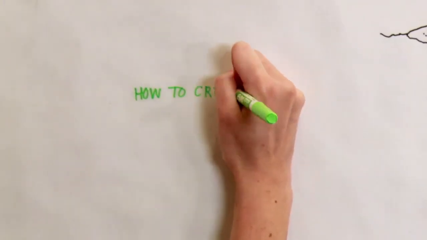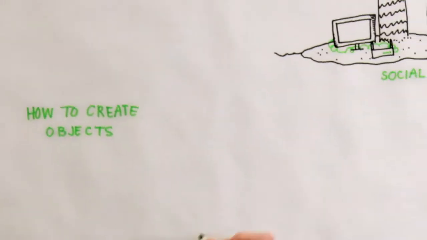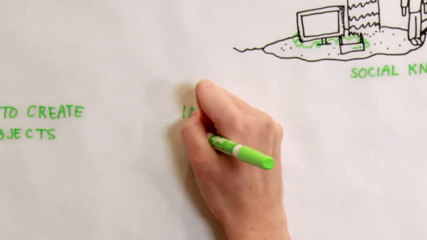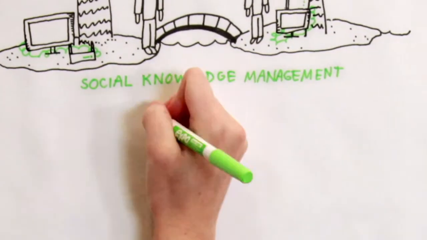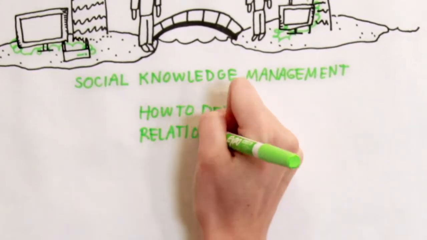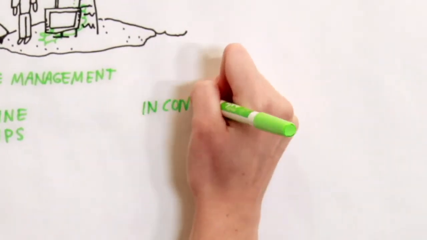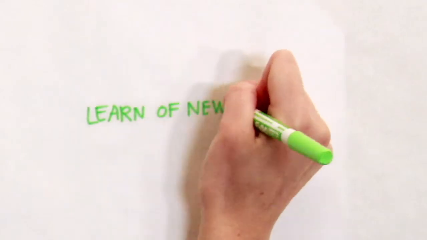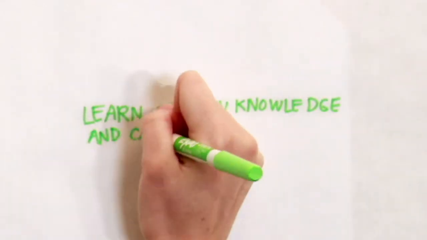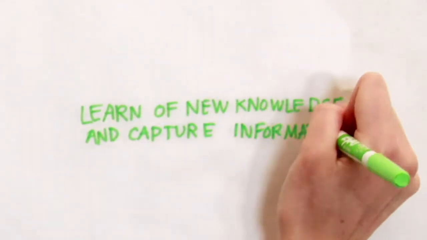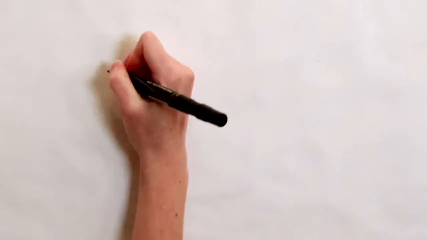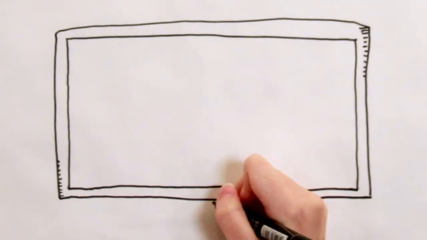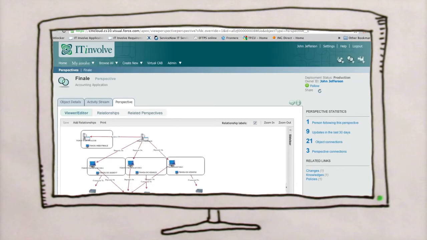We'll cover how to create objects, impact factors and how they put knowledge about the object within easy reach, how to define relationships between objects, how to leverage IT Involve's in-context collaboration, and how to proactively learn of new knowledge and capture information in the conversation as knowledge for easy retrieval. To start things off, let's look at an example.